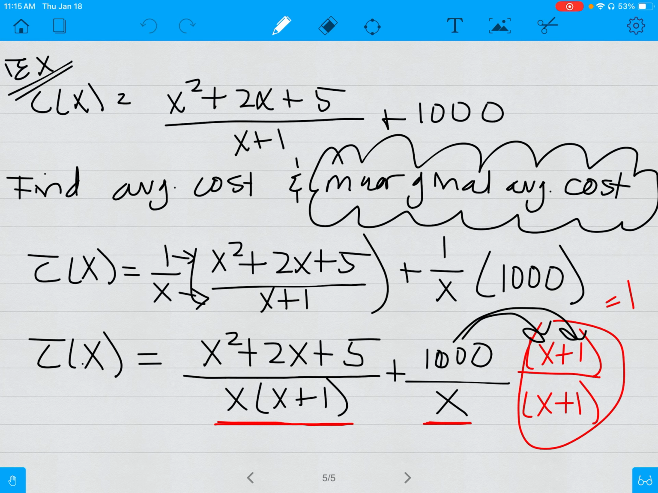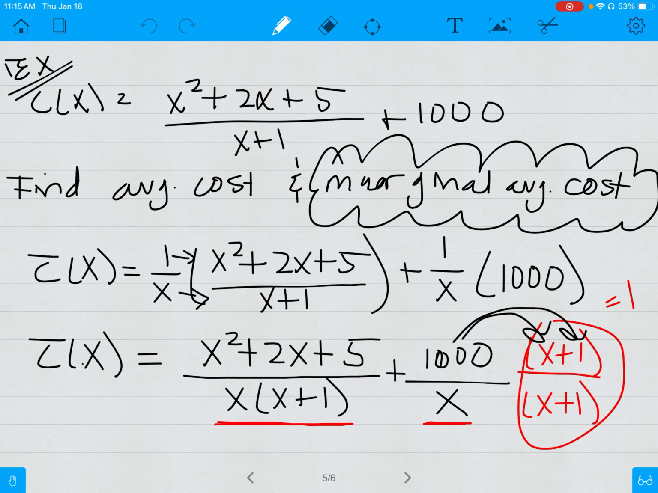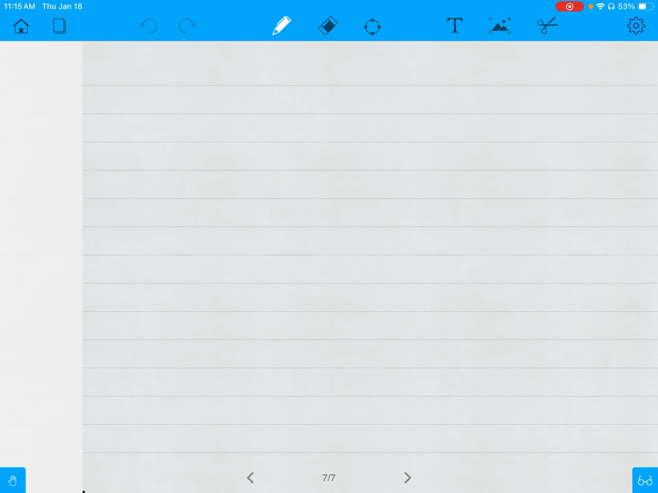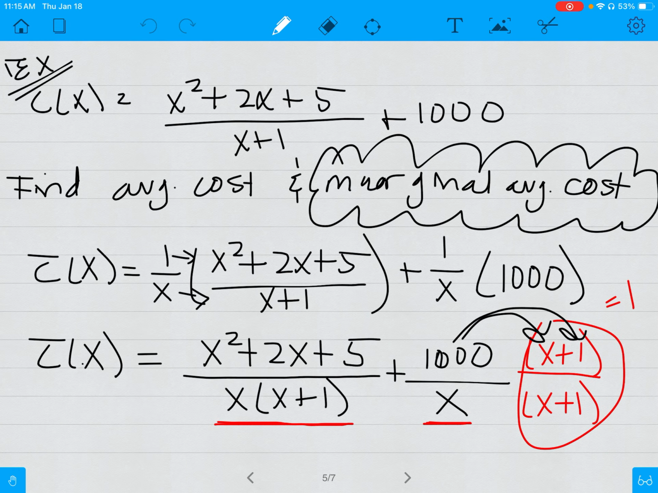So I'm actually going to need to go over to a new screen here. So we're looking at C bar of x, or average cost. And then we had x squared plus 2x plus 5, then I had plus 1,000x plus 1,000.